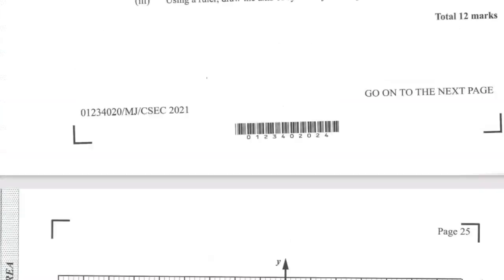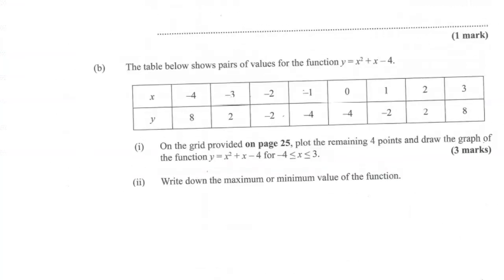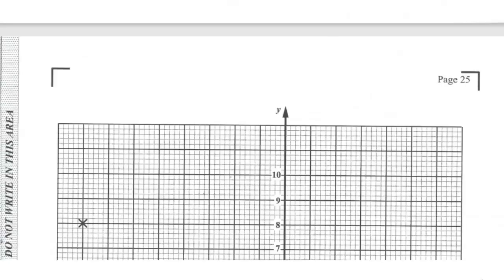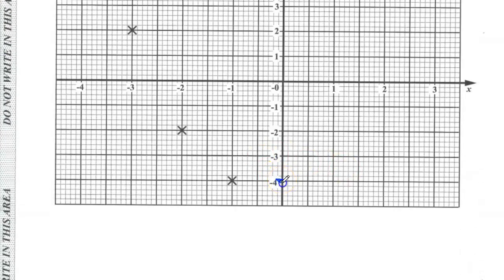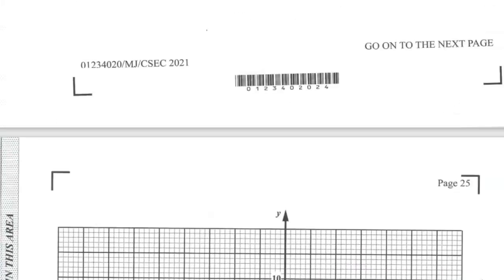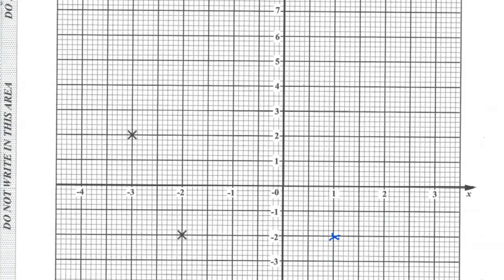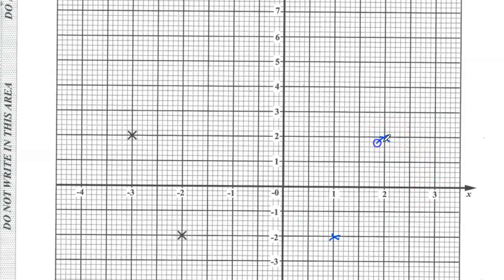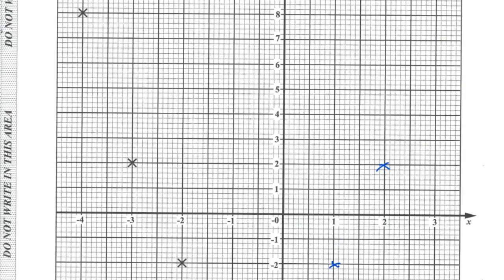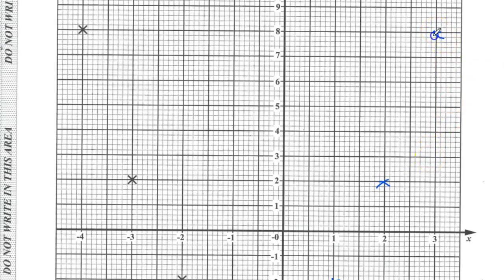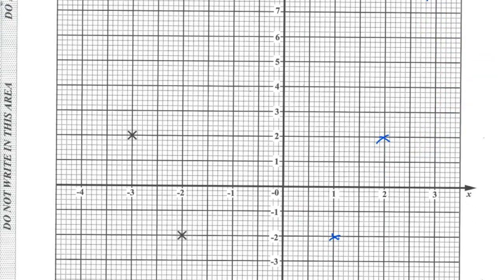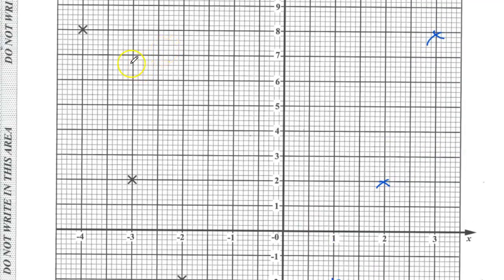We'll go back to the table. When x is 0, so 0, negative 4, 1, negative 2. What are the other 2 points now? 2, 2, and 3, 8. Alright, and we should just connect this graph as best as we can.